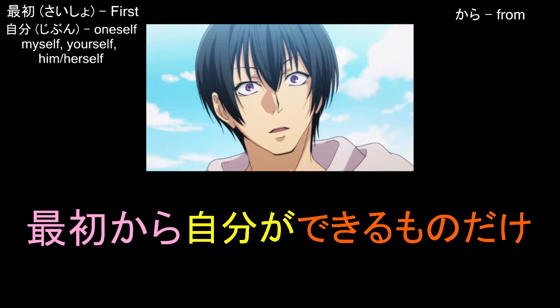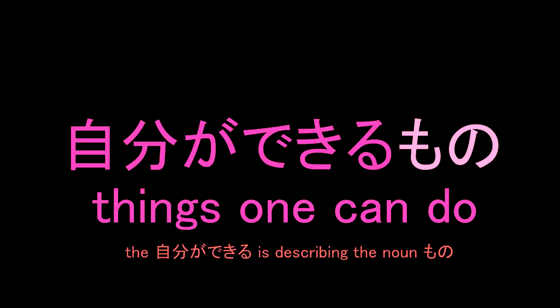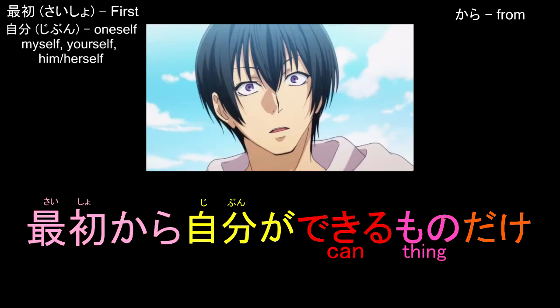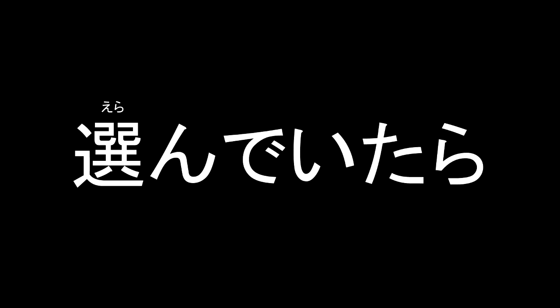Dekiru mono dake. So dekiru means can. Mono means things or refers to stuff. So we can summarize this whole thing as the things one can do. Dake means only. Then we have erande tara. Erabu means to choose, and that's where erande tara comes from.